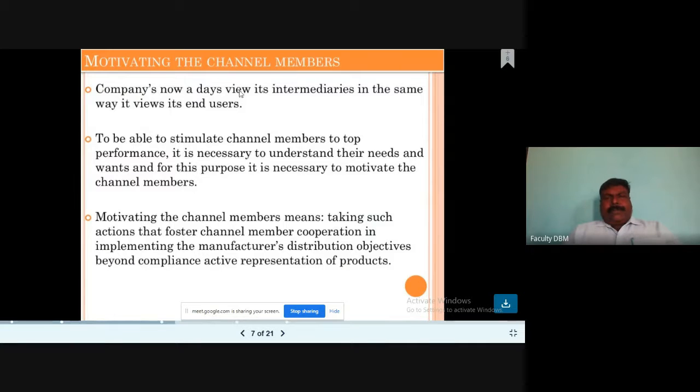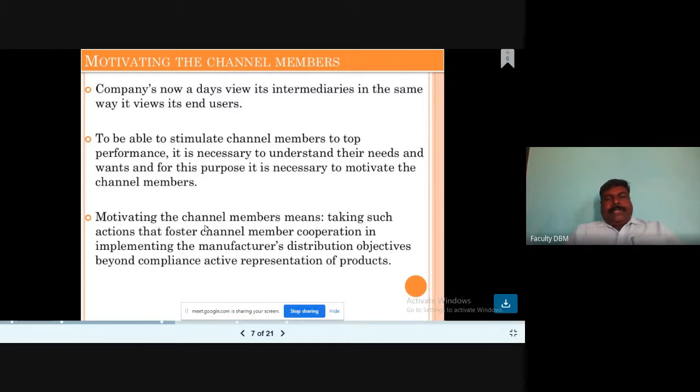How to motivate the channel members? How can we get these people motivated to push our goods or sell our goods? Companies nowadays view their intermediaries in the same way they view the end users. So we have to give some offer, as companies give to the consumers. We have to see these intermediaries also like end users, and we have to motivate them. How can we stimulate channel members to top performance? It is necessary to understand their needs and wants. For this purpose, it is necessary to motivate the channel members. So it is very important to motivate them in order to push out our goods.